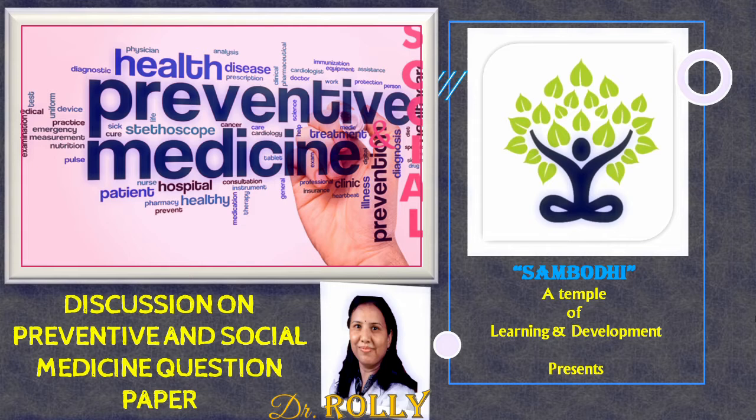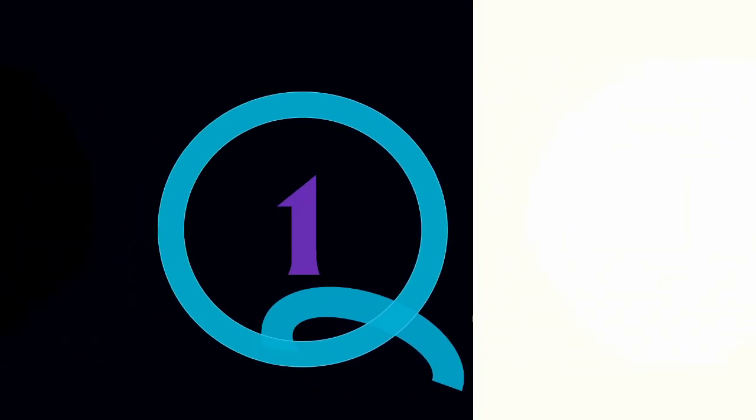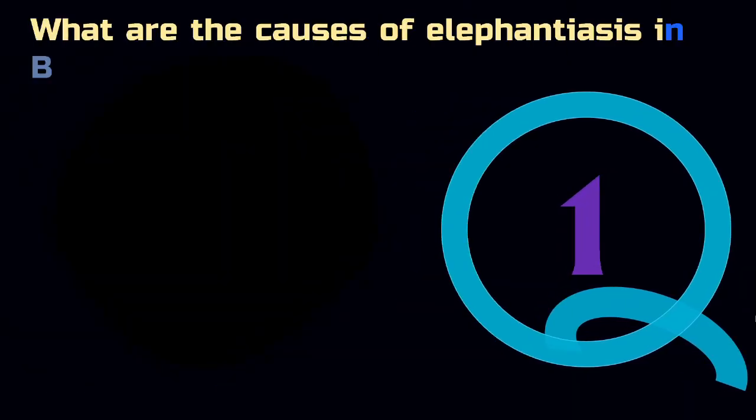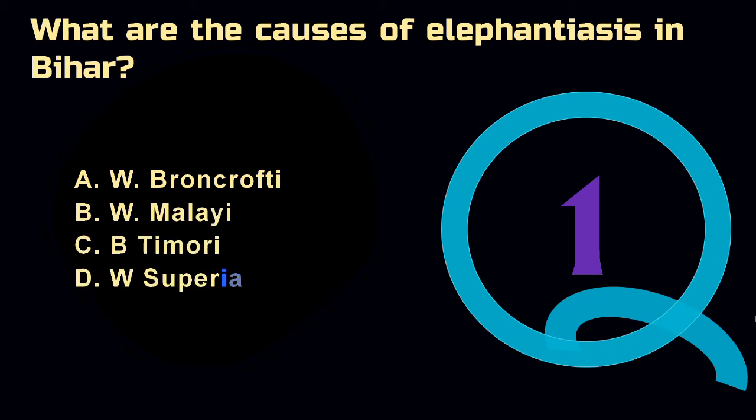In today's lecture, we will discuss the question paper of Preventive and Social Medicine for Community Health Officers for the year 2020. The very first question asked in the question paper is, what are the causes of elephantiasis in Bihar? Option A, Wuchereria bancrofti, option B, Wuchereria malayi, option C, Brugia timori, and option D, Wuchereria superia. The correct answer to this question is option A, Wuchereria bancrofti.